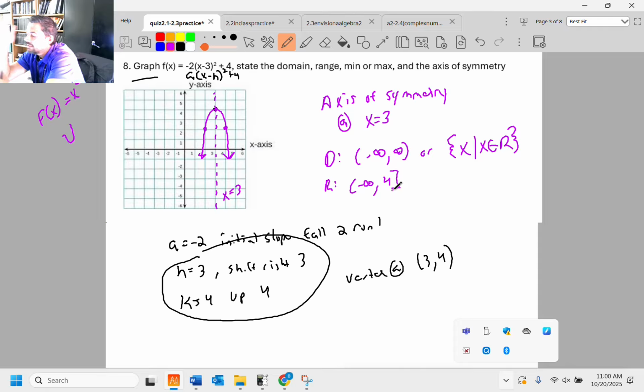Now, min or max, that's the question. Is this a min or a max? It's a max. The maximum y value is simply y equals 4. It's a really easy problem. Will a lot of kids miss it? Yes. Yes, they will. And that's on you, not me.